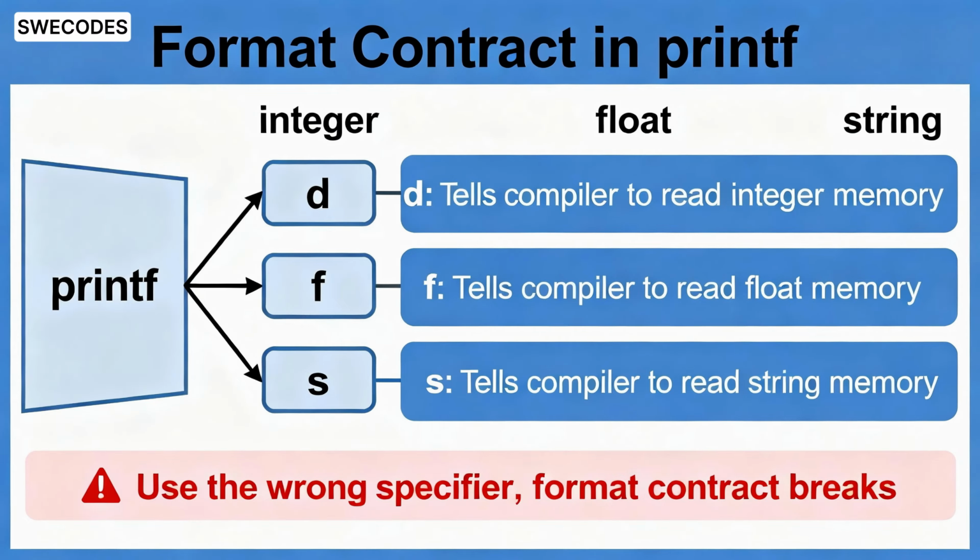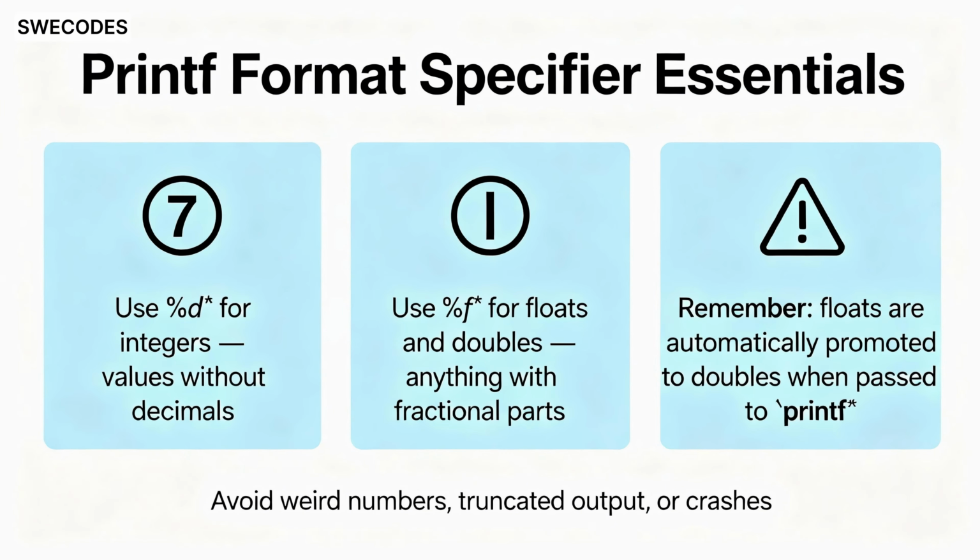Here's the mindset shift that separates beginners from experts. When you call printf, you're not just printing text, you're creating a format contract between your code and the compiler. Each specifier, %d, %f, %s, tells the compiler how to read the memory of what you're printing. Use the wrong one, and that contract breaks. That's when weird numbers, truncated output, or crashes start to appear.